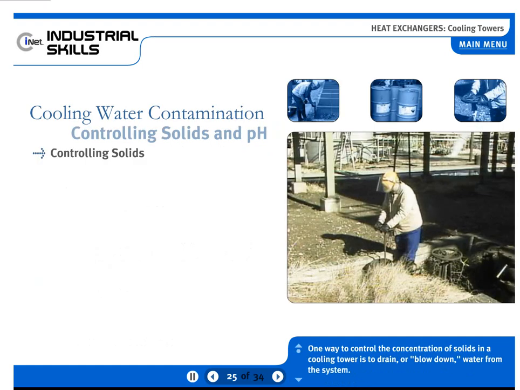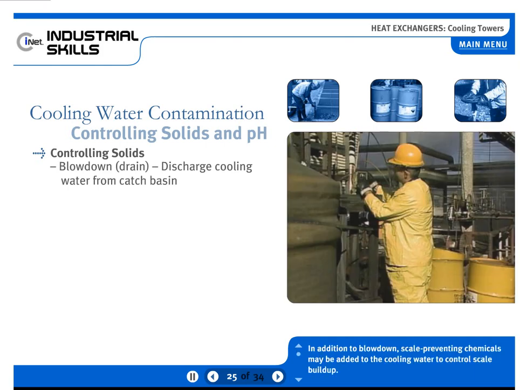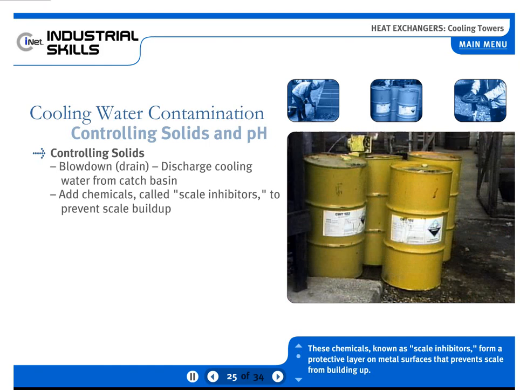One way to control the concentration of solids in a cooling tower is to drain or blow down water from the system. A blowdown is an intentional discharge of cooling water from the catch basin. In addition to blowdown, scale-preventing chemicals may be added to the cooling water to control scale buildup. These chemicals, known as scale inhibitors, form a protective layer on metal surfaces that prevents scale from building up.